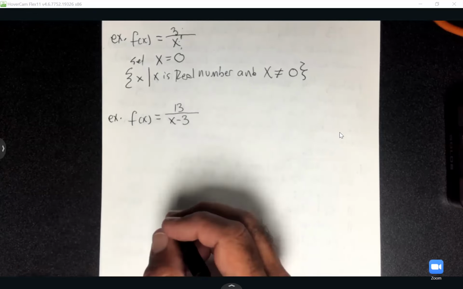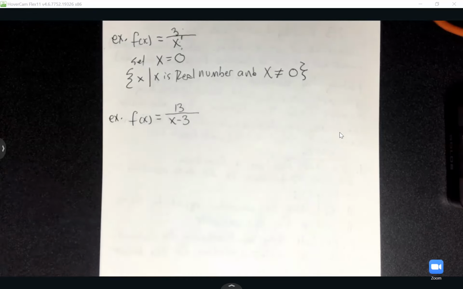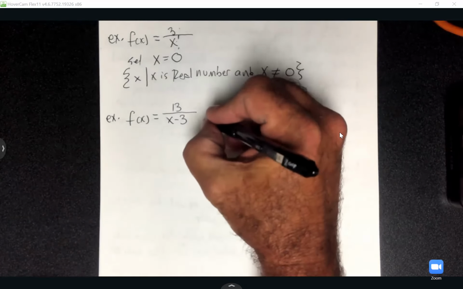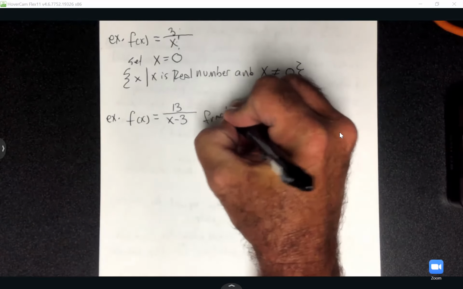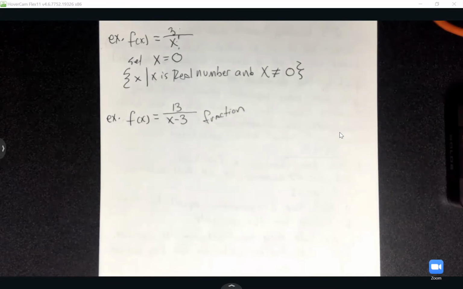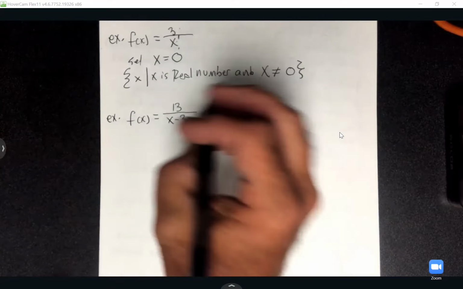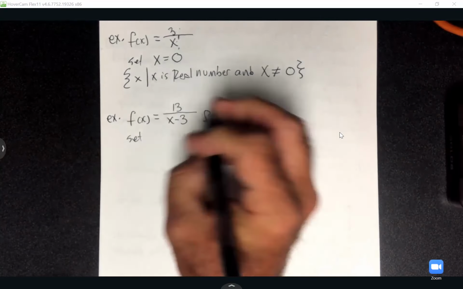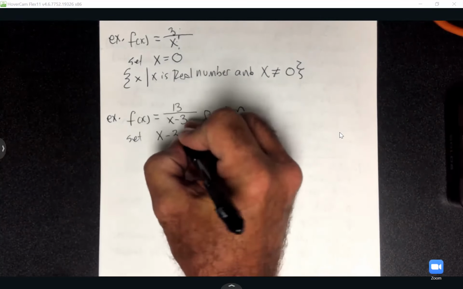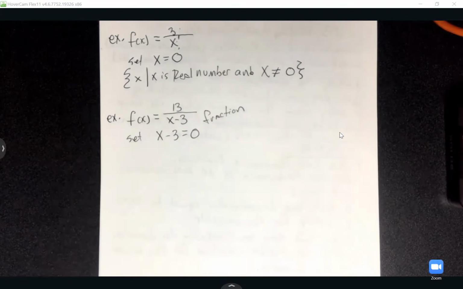All right, so let me help y'all out. First thing, we know we're going to have to exclude numbers because we do have a fraction here. Since that's a fraction, we're going to take our denominator and set it equal to 0. So we're going to set x minus 3 equal to 0.